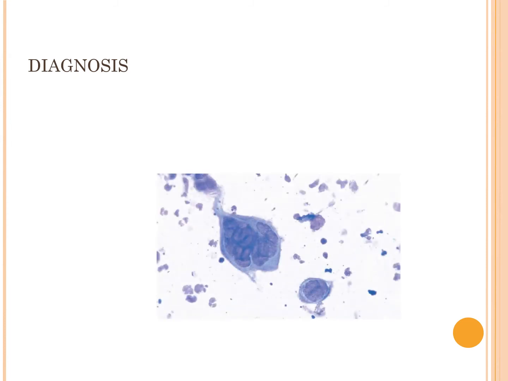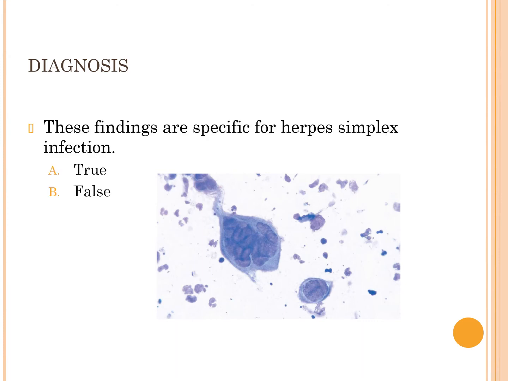Now let's talk about diagnosis of herpes simplex virus infections. Here in this picture, we see a slide with this large bluish cell. Here's the question. These findings are specific for herpes simplex infection. Is it true or is it false? And the answer is false.